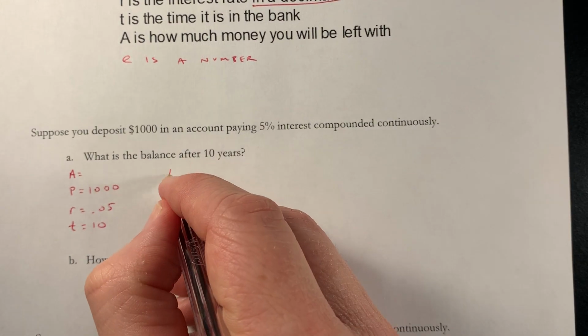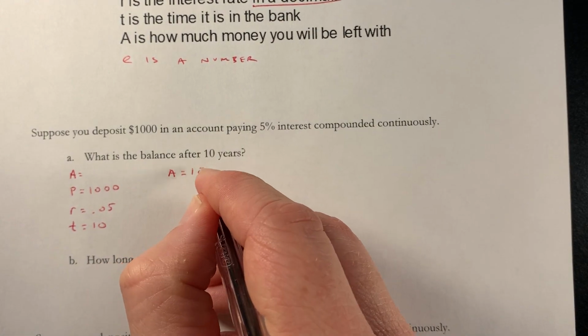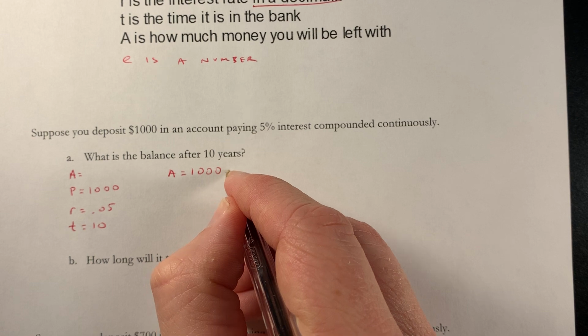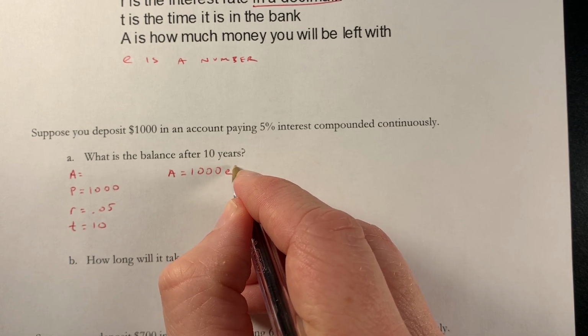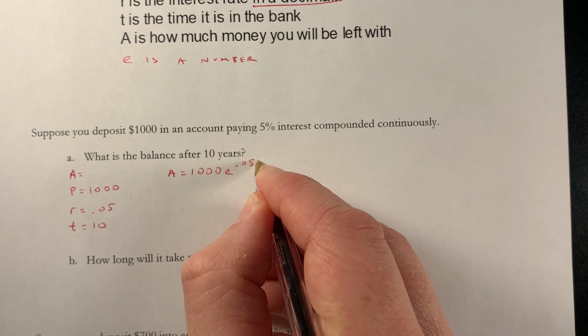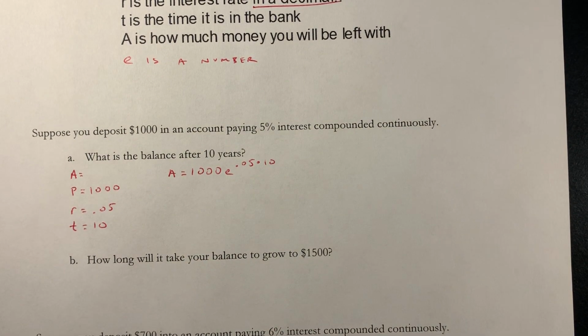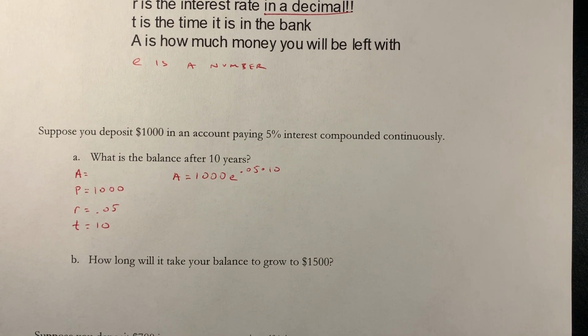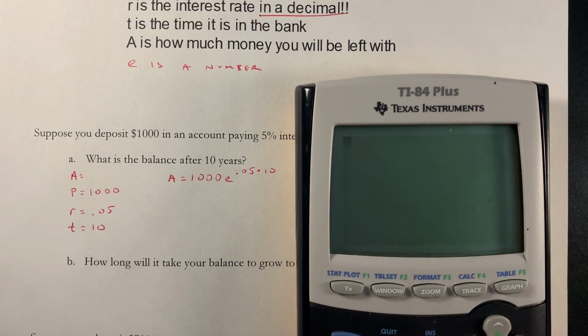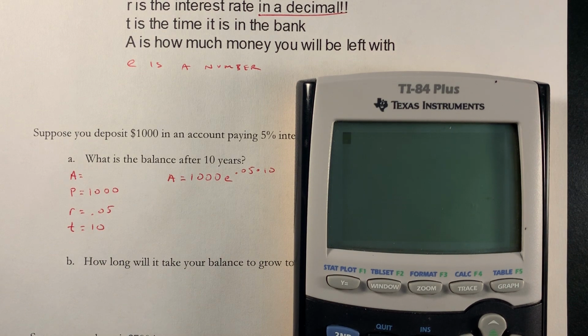Okay, so A equals P, the principal, $1,000, times e to the r, which is 0.05, times t, which is 10. Okay, now in this equation, there's really nothing that needs to move from one side to the other. We can actually just type the right side into our calculator. So that's 1,000 times e to the 0.05 times 10 power.